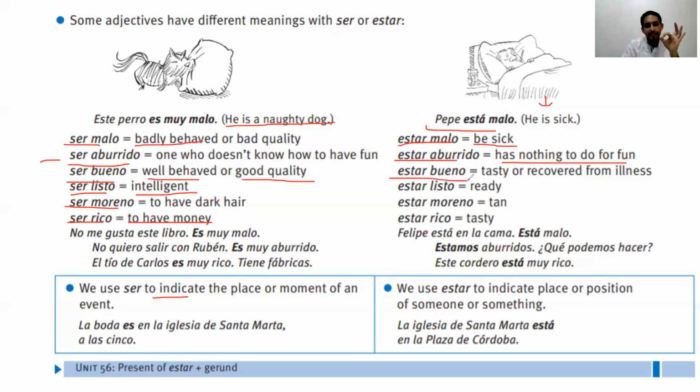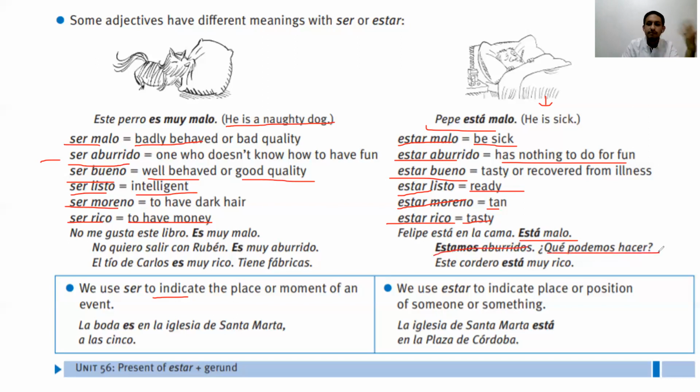Estar bueno, tasty, delicious. Okay. Las papas están buenas, that means they are tasty. Estar listo, ready. Estoy listo para empezar, ¿no? I'm ready to start. Estar moreno, that means tan. Okay. Estar rico, tasty once again. I don't know, everything is related to being tasty in Spanish. I don't know why. Felipe está en la cama, está malo. It means he's sick.